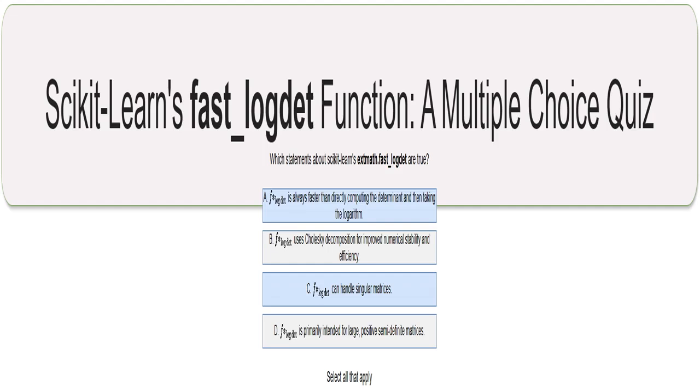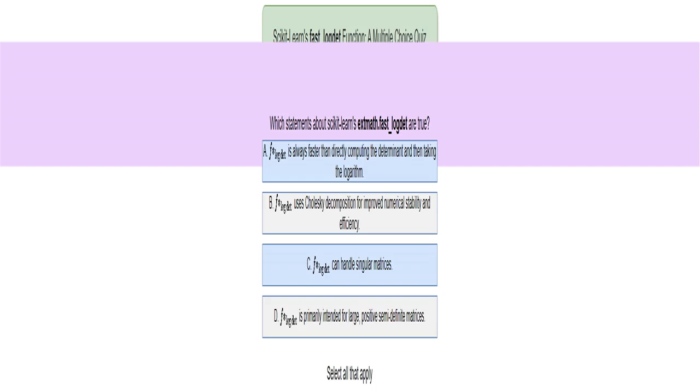This line introduces the topic of the quiz. Understanding the fast_logdet function within the scikit-learn library. It sets the stage for the questions that follow, focusing on a specific function within a popular machine learning library. This function is used for calculating the logarithm of a matrix determinant, a key concept in various statistical and machine learning applications.